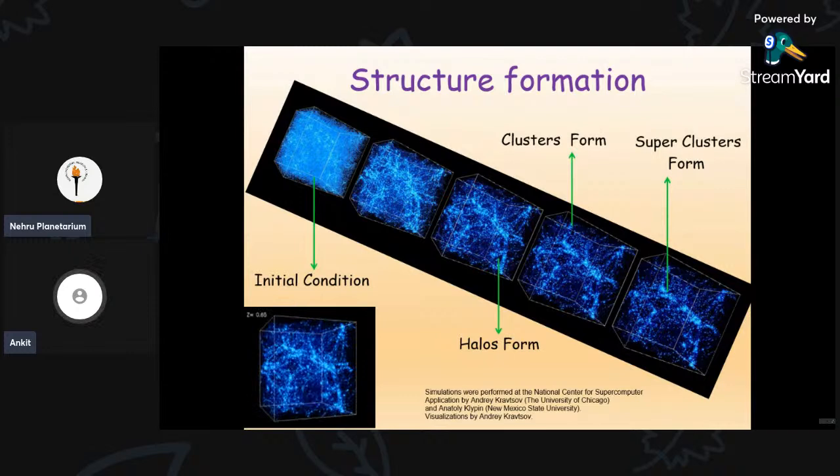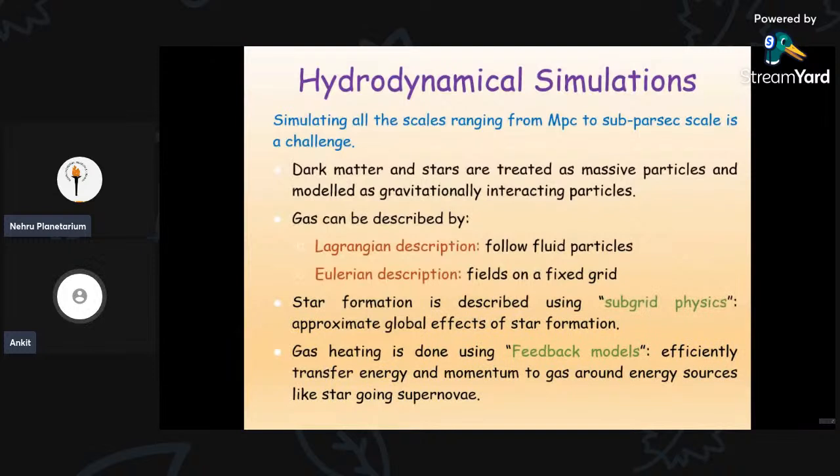So this is just some n-body simulation. This is dark matter particles evolving from an initial condition. Now we come to the regime of what we call hydrodynamical simulation, in which we know that the universe also has baryons. It has gas in it. So we introduce gas in the simulation. But how do we introduce gas? Because introducing gas is computationally very expensive.